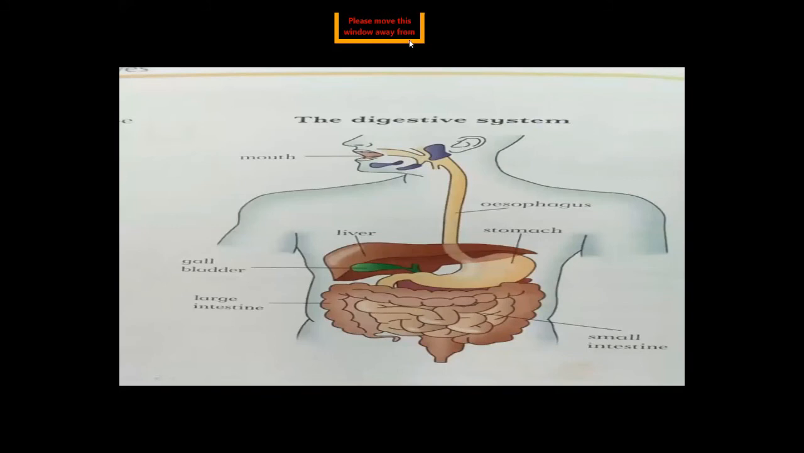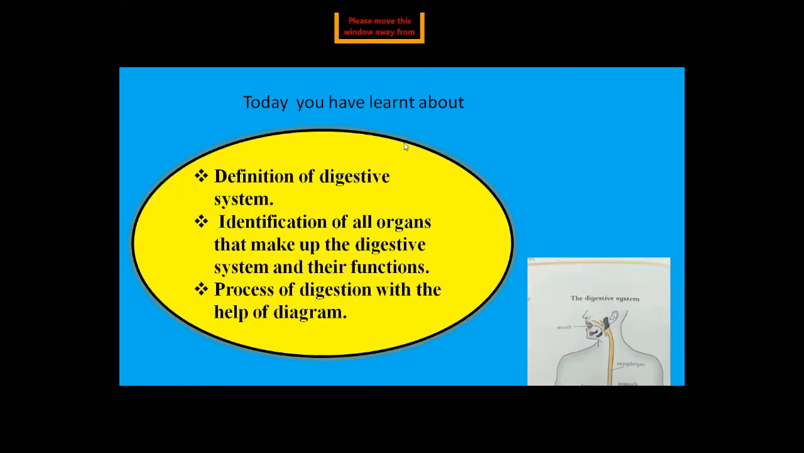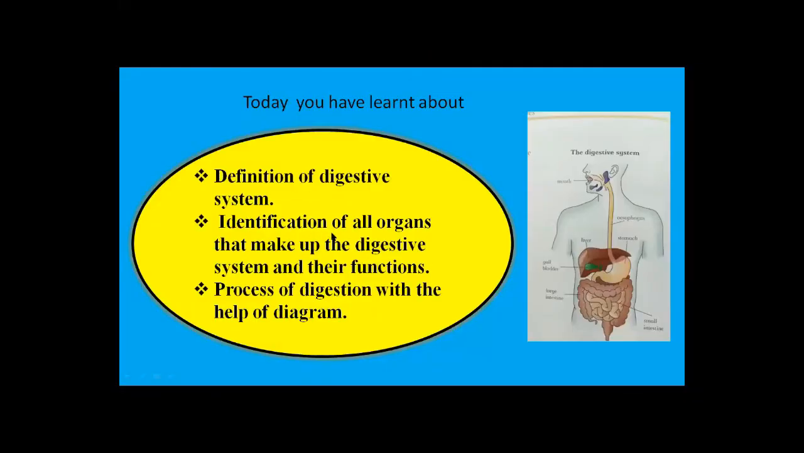Okay, my dear students. Today, what have we learned? We have learned about the definition of the digestive system, the identification of all organs that make up the digestive system and their function, and the process of digestion with the help of the diagram.